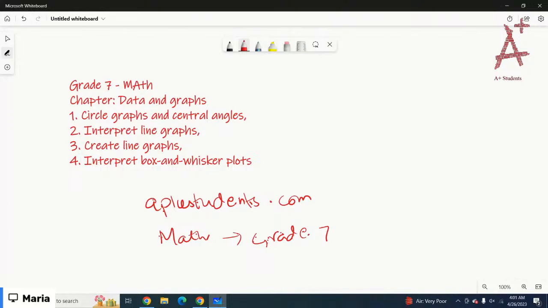There you can find a list of the chapters. We're going to start with the chapter data and graphs. And the lessons we're going to cover today are circle graphs and central angles, interpret line graphs, create line graphs, interpret box and whisker plots. So let's just start with the first lesson.